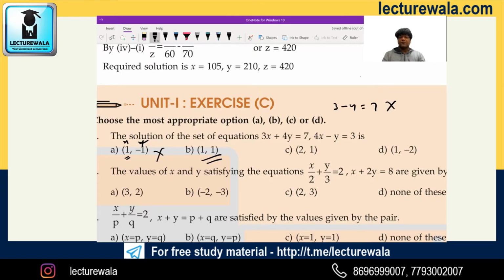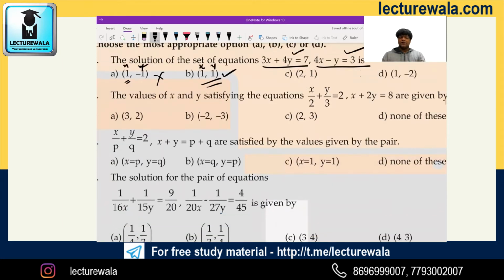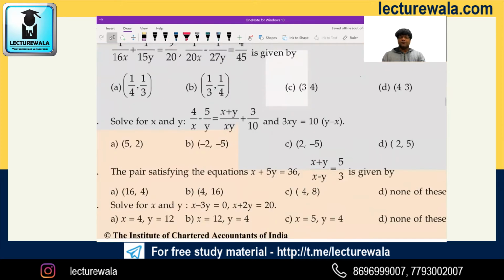Now I will go to option B. I will put the first value, which is the x value, 1. So 3 into 1, and the y value also 1. So 3 into 1 plus 4 into 1 is equal to 7, satisfying. Here check: 4 into 1, 4, minus 1, 3, satisfying. Both the equations are satisfied, then it is your answer. Suppose any value has satisfied the first but not the second one, that is not the answer. That option will be the answer which will satisfy all the equations given in the question. Clear guys? This you have to do.